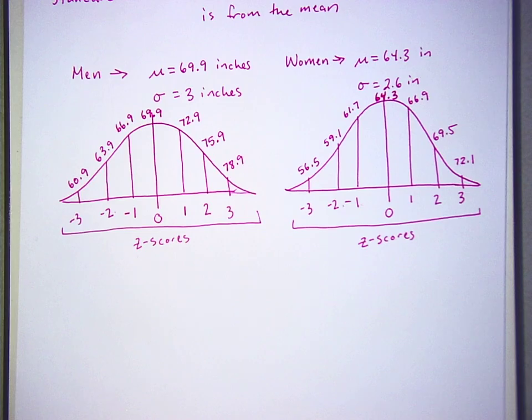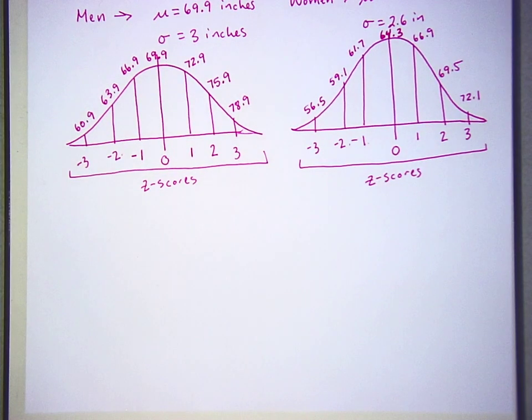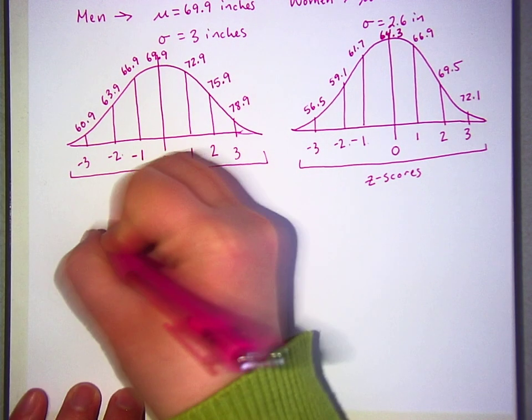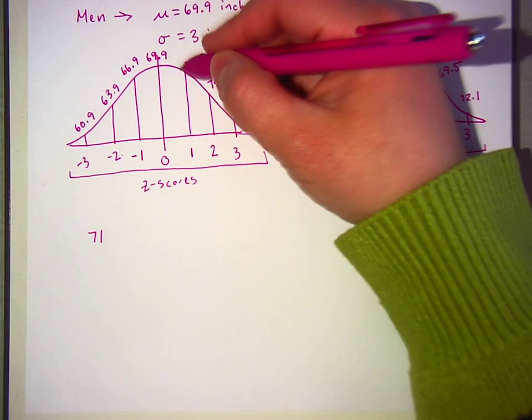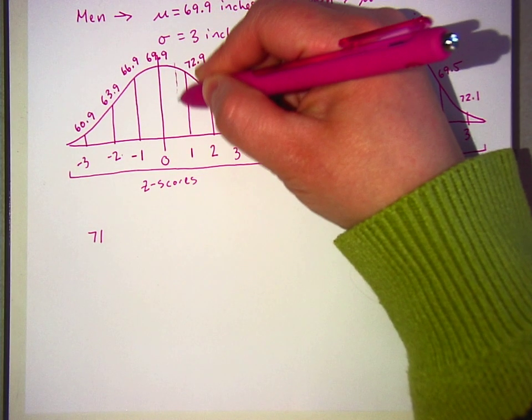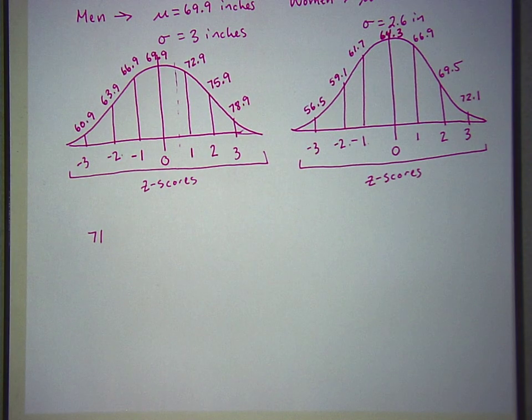Can anybody think of how we could figure out what your z-score is for you personally? Let's take Gavin, for example. What number did you have? 71. Okay, so you're 71. Now, how do you think we find out what the z-score is? I don't know, you kind of put it up there in between. It's like right here-ish. So if we do it right, it should be hitting about 0.6, 0.7.